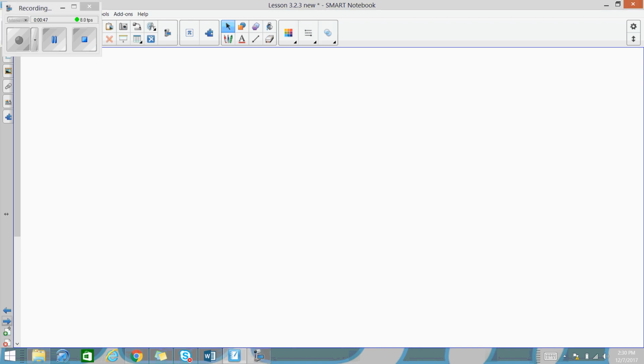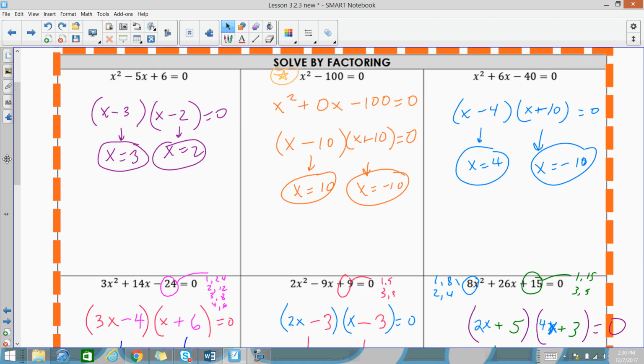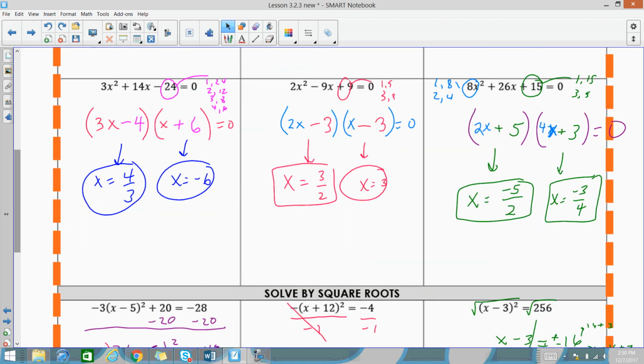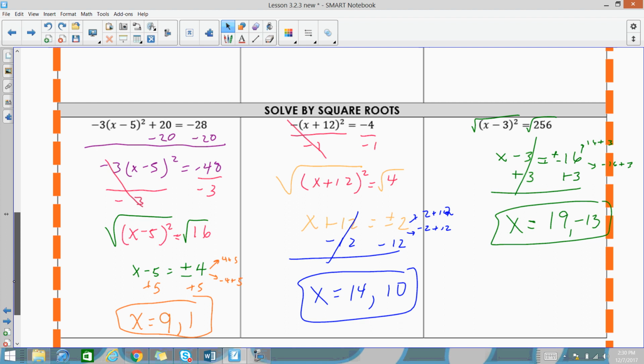All right, so here we go. Let's check out those answers. So here are your answers for the top 3, the middle 3, and then the bottom 3. All right.